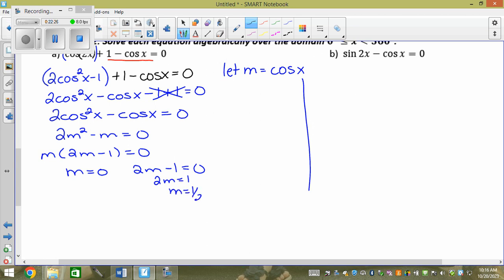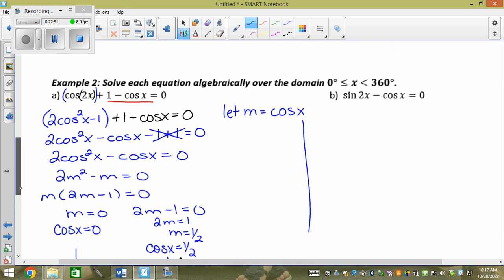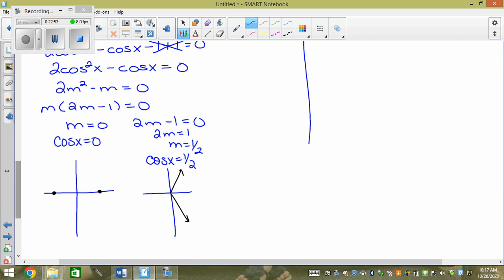Then I have to remember what m was. Well, m is cos. So I have cos x equals 0, and cos x equals a half. Cos x equals 0 when x equals 0, which is here and here. And then cos x equals a half when x equals a half, which is here and here. Okay, and it's from 0 to 360, not inclusive of 360. So we have 0 degrees, 180 degrees.